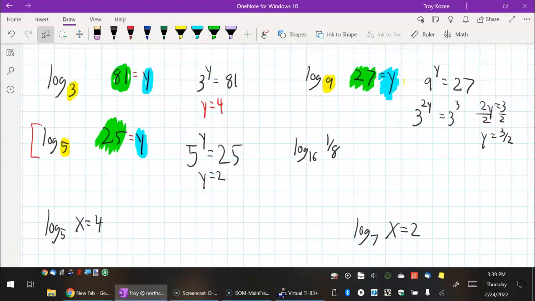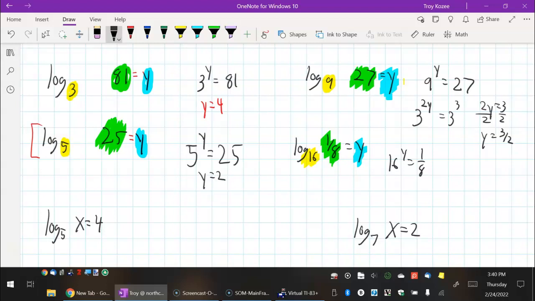Log base 16 of 1/8. Once again, let's color code this. There's my base. There's what I'm trying to hit. And my answer I'm going to call y just so that I have something to write. So I have 16 to the y power equals 1/8.